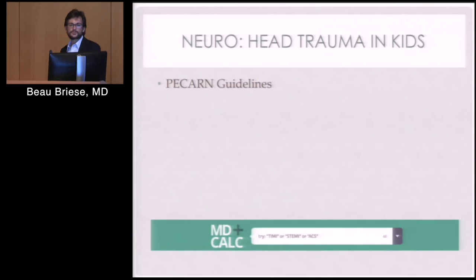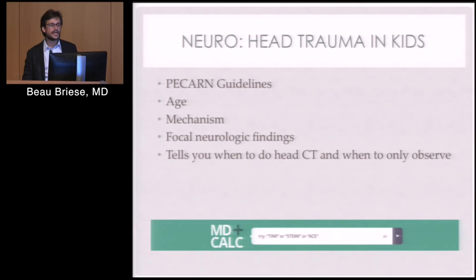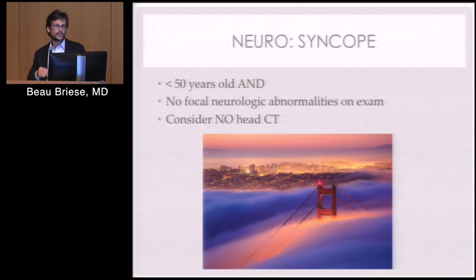Trauma in kids, there's this rule called PECARN, won't go into it, but basically, based on the age, mechanism, and focal neurologic findings, you can tell whether to do a head CT or just watch the kid for a few hours after they fall. Okay? That's a great rule because it can minimize the amount of radiation these kids get, and their risk of brain tumors is much higher.